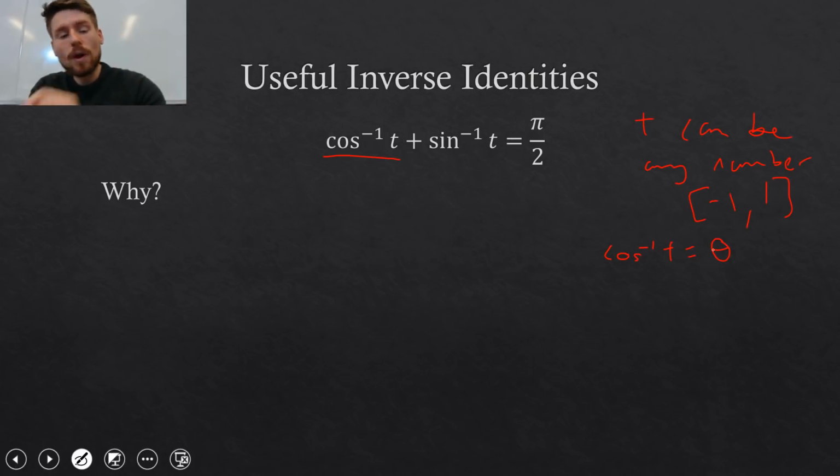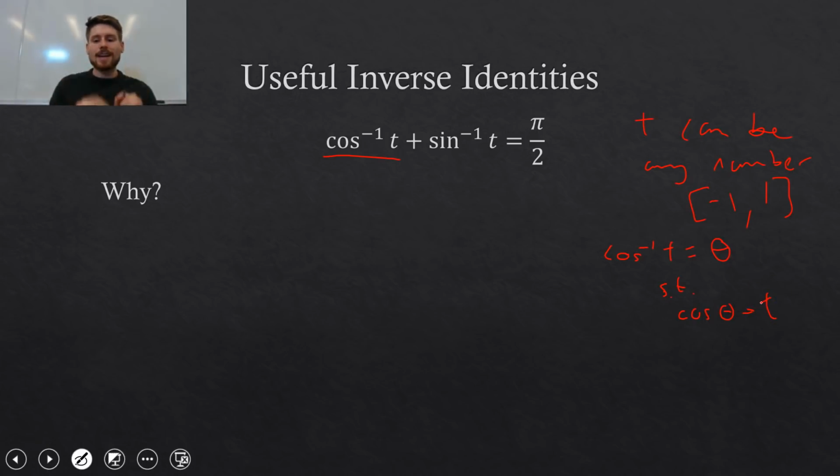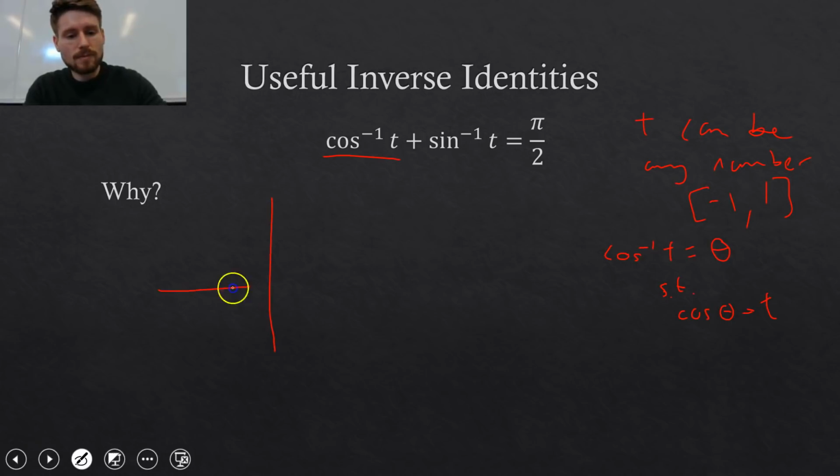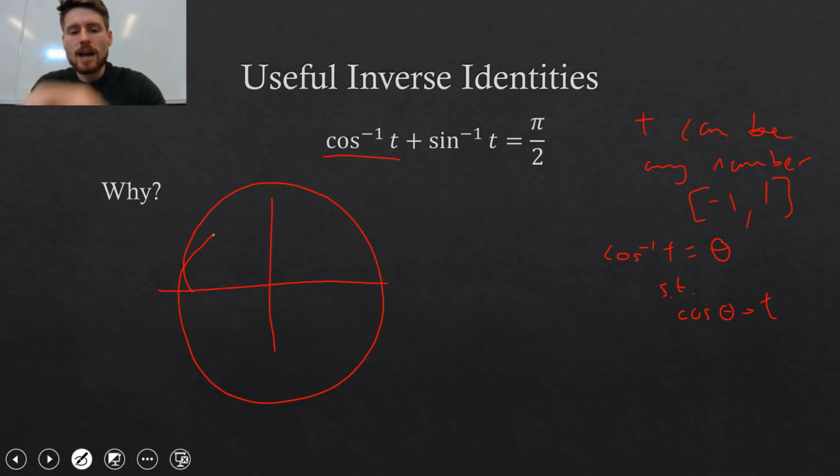So what angle is it? Well, it's the angle where we take the cosine such that cosine of theta equals t. So it is the angle you take the cosine of and get t. How useful is that? Well, it gives us a picture. Let's draw a picture. So we're saying that cos inverse of t is an angle where the cosine is t.